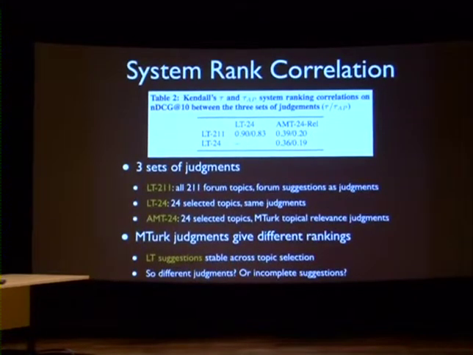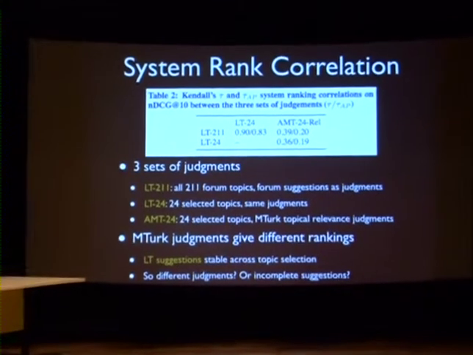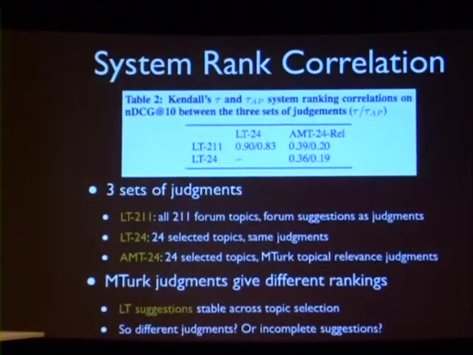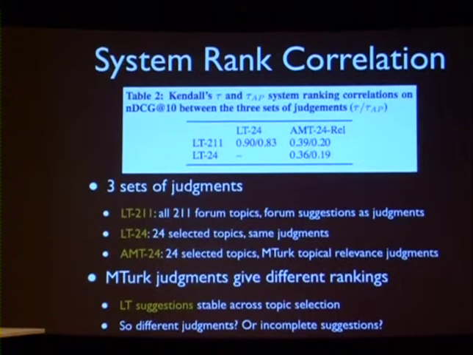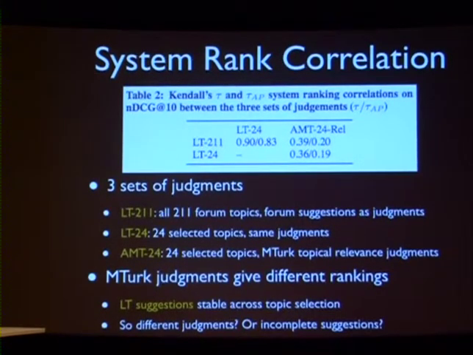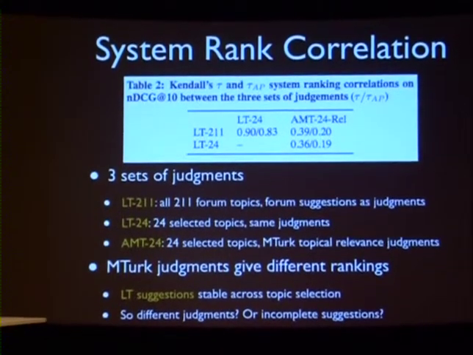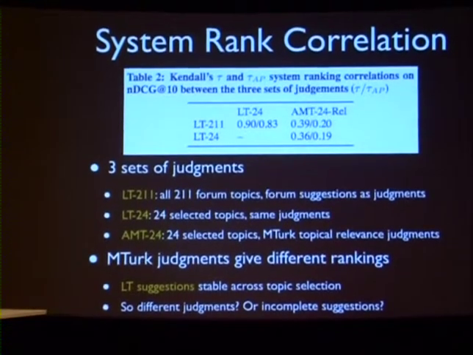Okay, yeah, I should have pointed that out. There's 211 topics we use from the forums, but we did not assess all 200 topics with MTurk, as that would be a little bit expensive. So we picked 24 of them, half of them fiction and half of them non-fiction. So we kind of have 3 sets of judgments: the whole set of the forums with the suggestions of the forums, the restriction to the 24 topics that are also addressed in MTurk, and the MTurk judgments for those 24 topics.